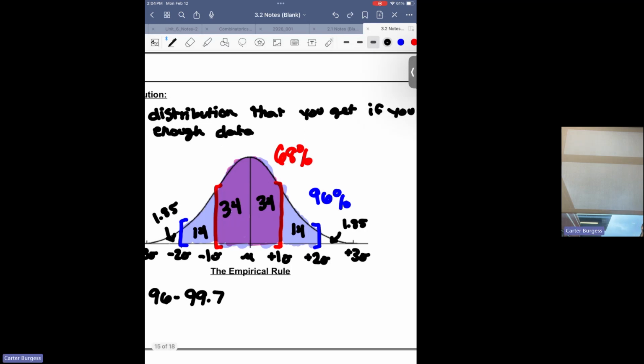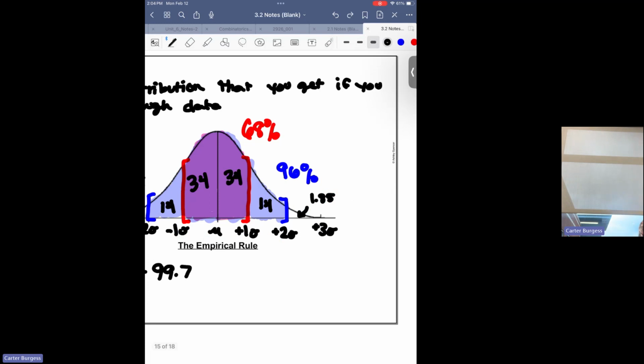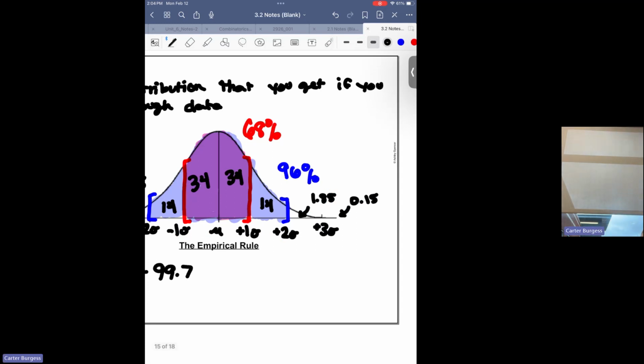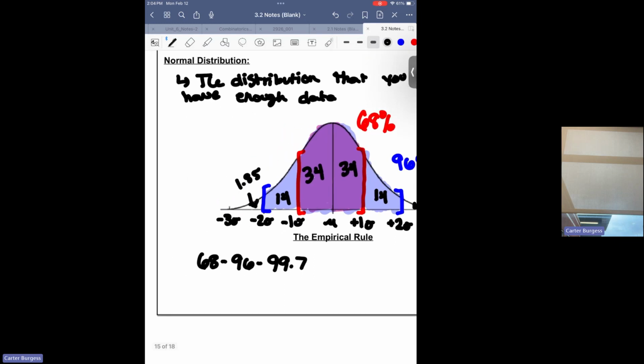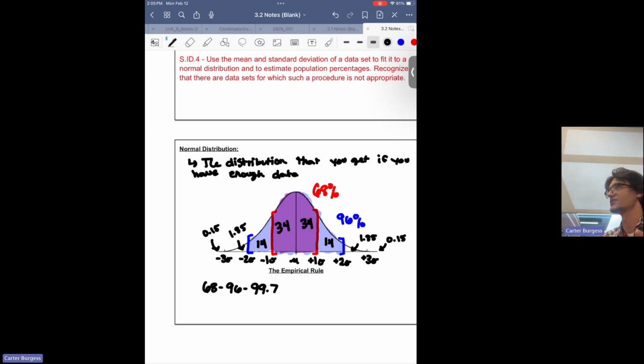And then on the outside tail, we've got 0.3% left over. And so for each tail, we've got about 0.15% to the right of 3 standard deviations and 0.15% to the left of 3 standard deviations. So very, very little data once we get outside of that 3 standard deviation metric.